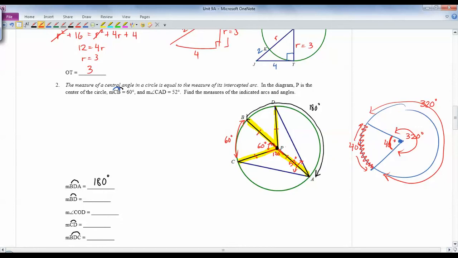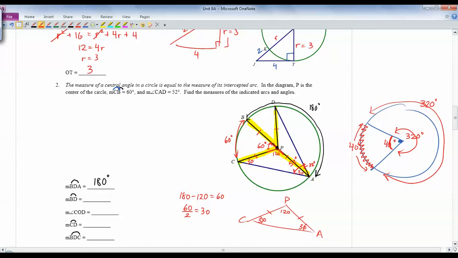So if you look at CPA, that triangle there, it's isosceles because these are both radii. And this was 120. These angles would have to be the same. So if I do 180 minus 120, I get 60. And then if I cut that in half, I get 30 for each of these angles. 30 here, 30 there. 30 here, 30 there. And then I know this whole angle on the right side is 52. So the leftover is 22 degrees. So this one here is 22 degrees.